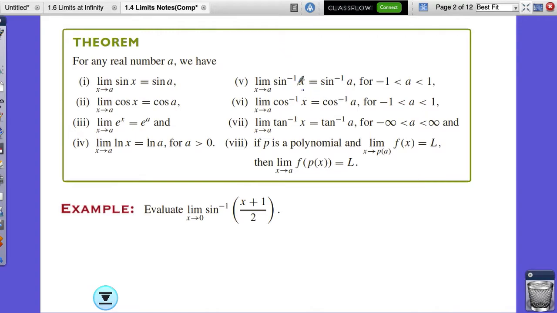Just a side note, notation-wise, this is the inverse sine function, and we'll see that here in a second. You also might see it written as arc sine of x. Either one of those, they're the same thing, it's just different notation. Anytime you see that inverse next to a trig function, you could have also written it as arc that trig function.